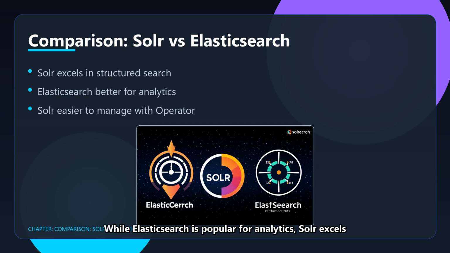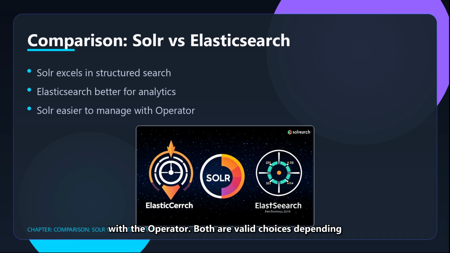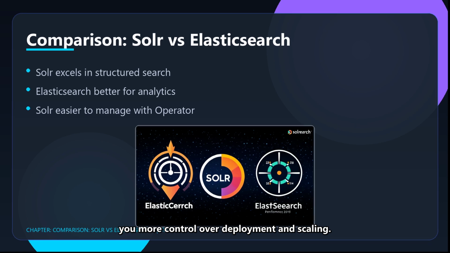While Elasticsearch is popular for analytics, Solr excels in structured search and is easier to manage with the operator. Both are valid choices depending on your use case, but Solr Operator gives you more control over deployment and scaling.